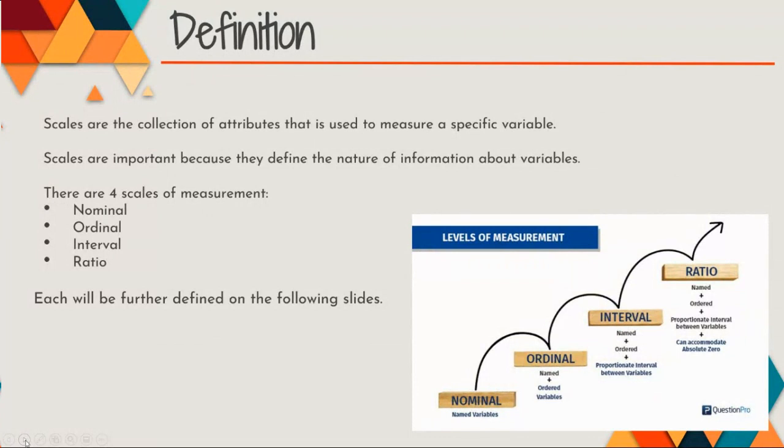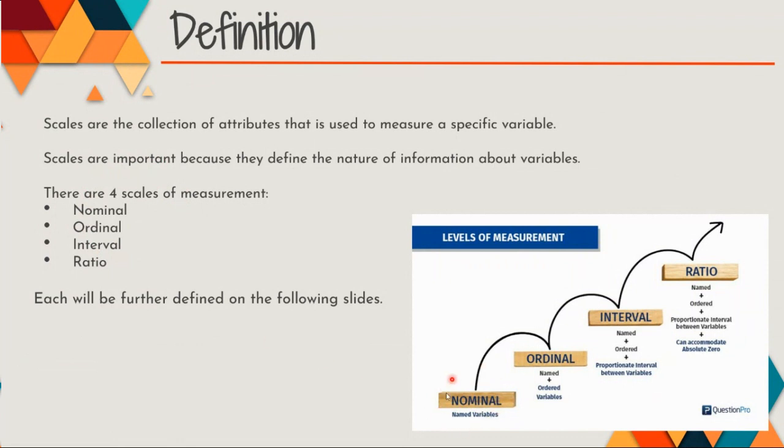Scales are the collection of attributes that are used to measure a specific variable. As you can see here, there are 4 scales of measurement. They include nominal, ordinal, interval, and ratio. Let me go ahead and see if I can get my little pointer here so you can see exactly what I'm referring to. There are 4 scales of measurement, and they're located here on the left-hand side: nominal, ordinal, interval, and ratio. Each of these are utilized within instruments, surveys, and assessments to gather information, and they're going to be described further on the slides that follow.